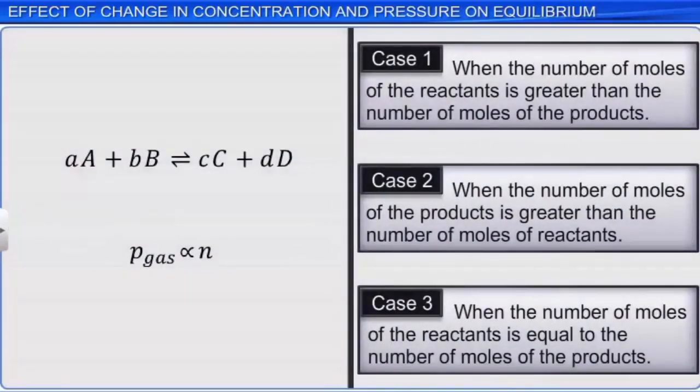Case 1. When the number of moles of the reactants is greater than the number of moles of the products. Case 2. When the number of moles of the products is greater than the number of moles of reactants. Case 3. When the number of moles of the reactants is equal to the number of moles of the products.